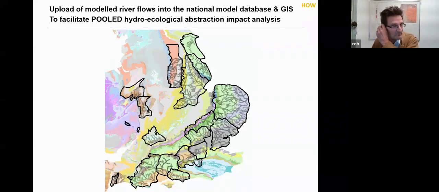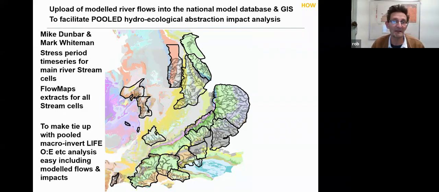One last tool to flag up that's happened this year, really, to try and get further with getting more value out of these models to inform the way things are done in terms of regulation. All of the flows from all of the models with a whole flow simulation have been uploaded into a national model database and GIS, which Mark Whiteman and Mike Dunbar have sponsored in the Environment Agency.